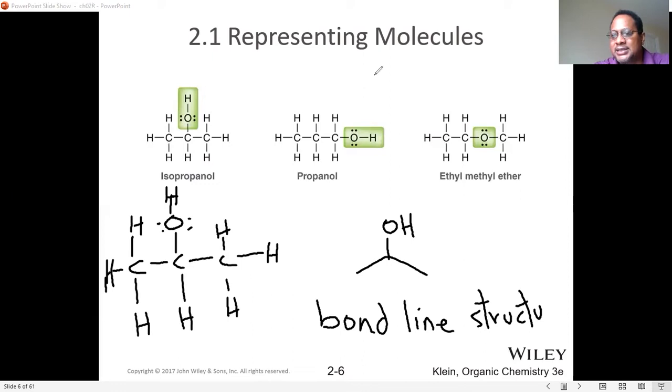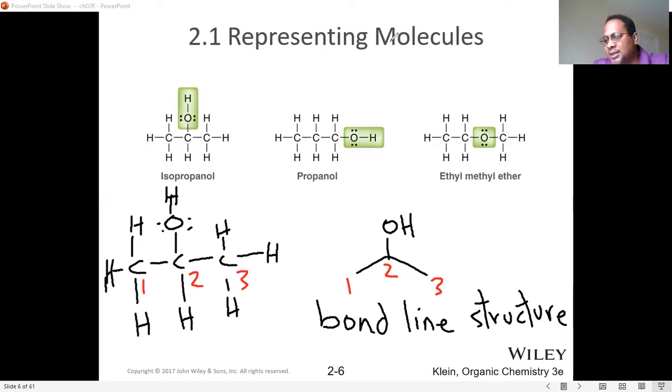So let's draw that nicely so you can see what I'm saying here, a bond line structure, right? So how did I make the transition? Let's quickly label the carbons so you can see how I made the transition. Let's say this is carbon 1, this is carbon 2, this is carbon 3, and this is 1, 2, and 3. So we have 3 carbons.